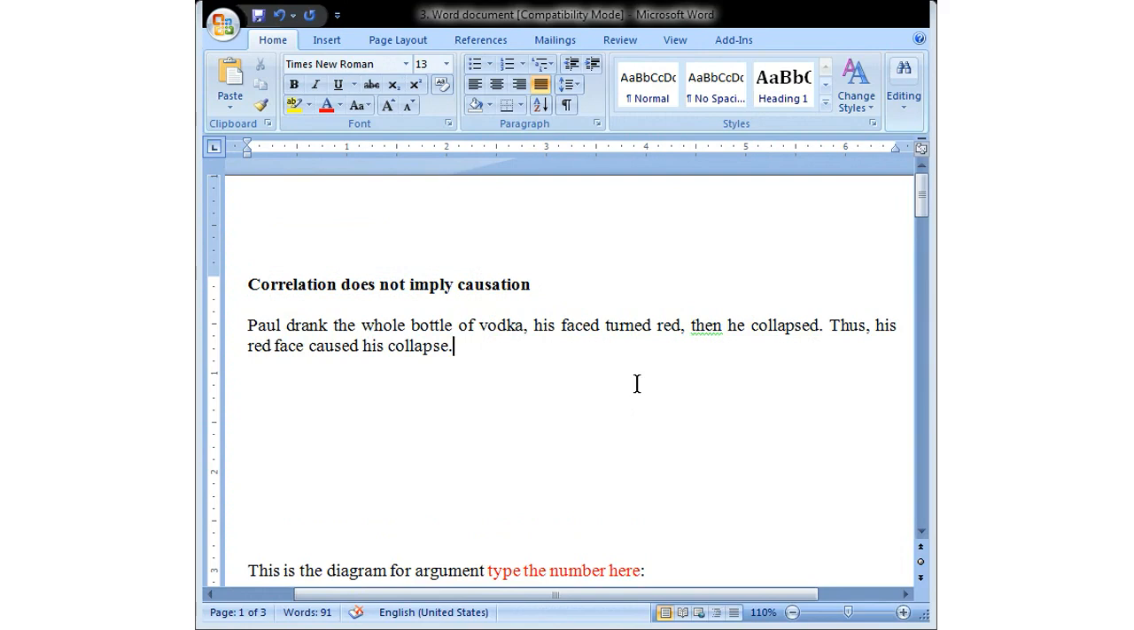Look, I mean, the face turning red was not the cause of the collapsing. I agree with you, Harmon, right? Look, it happened before. Do we agree? Type in yes if you agree. It happened before, undeniably. But that's not what caused it. And so that's the idea.